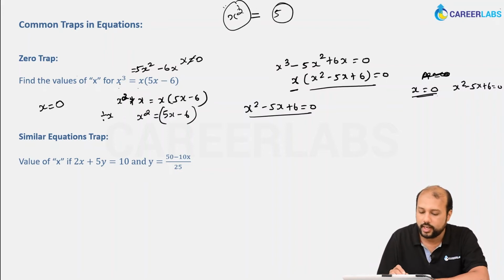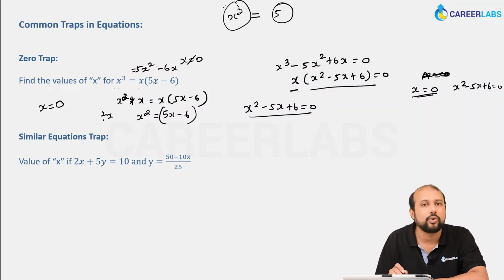You see here, if you substitute x is equivalent to 0, the left hand side is 0 and the right hand side is also 0, since 0 into anything is 0 only. So the left hand side is equivalent to the right hand side. So even if you substitute the other values of x here, what are the other values of x?